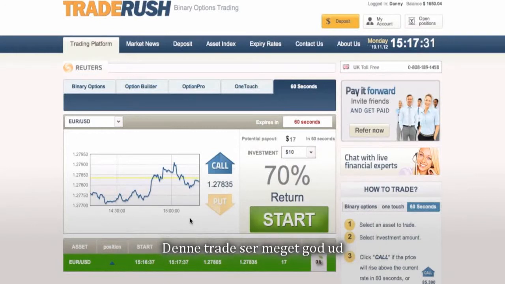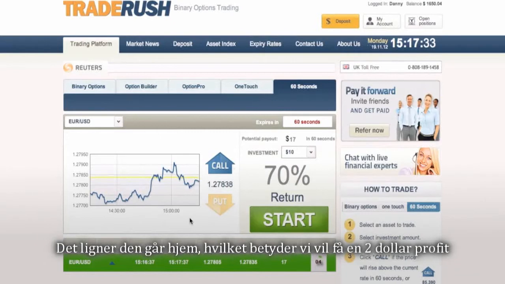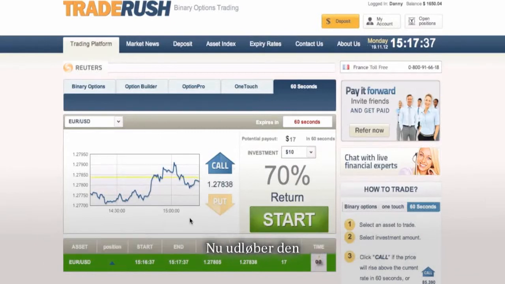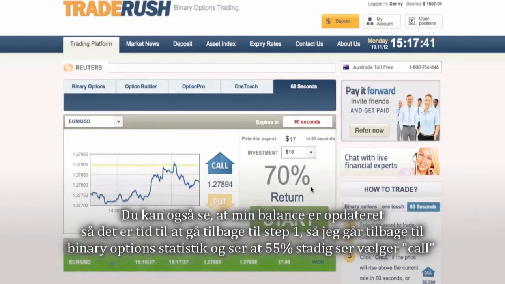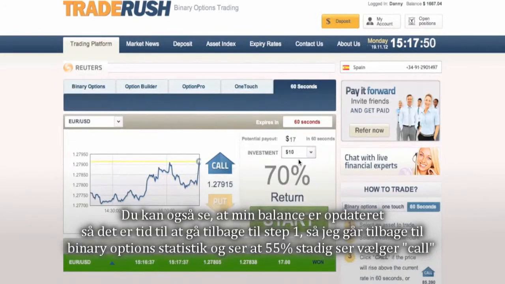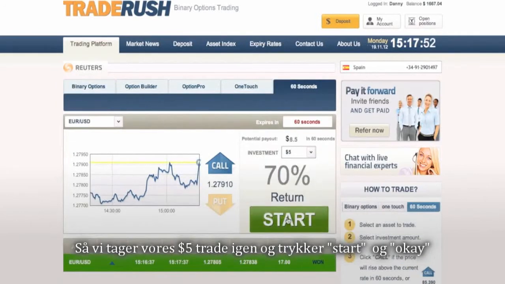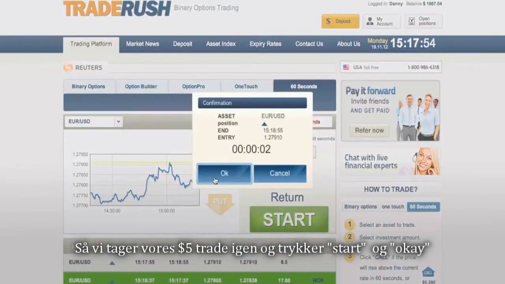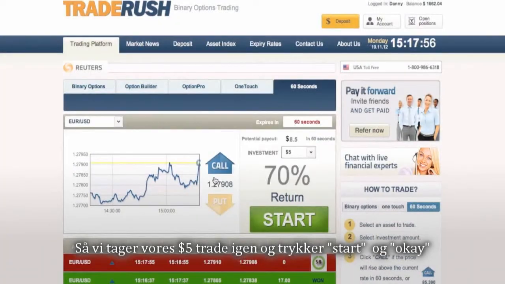Now, this trade is looking very good. It looks like it's going to come in, which means we'll have a $2 profit. And now it's expiring, and here we go. I've won, and as you can see, my balance has also been updated, so it's time to repeat step 1. So I go back to the binary options tab and see that 55% is still trading call. So we put on our $5 trade again, hit start, hit OK, and we're off.